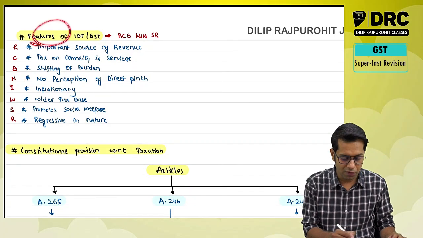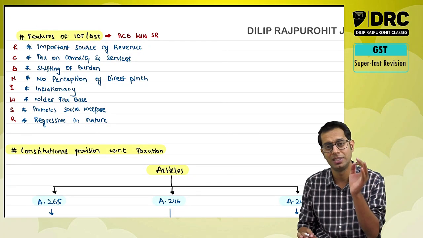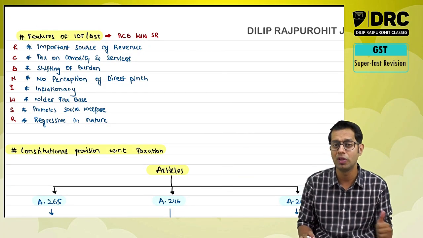Then what are the features of indirect taxes or features of GST, sir? RCB will win, sir. Who is going to win the IPL this year?